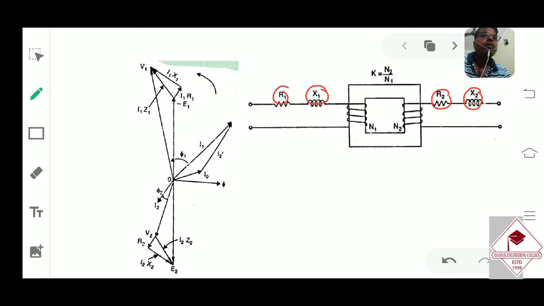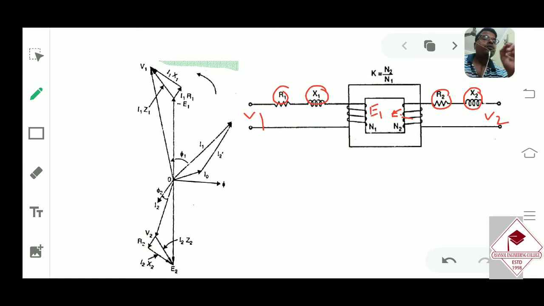Now see what will happen. We have supply voltage V1. The induced EMFs are E1 and E2, as we know. And at the output terminal we will get V2 voltage. All these parameters will be represented in the phasor diagram. Now see one by one.